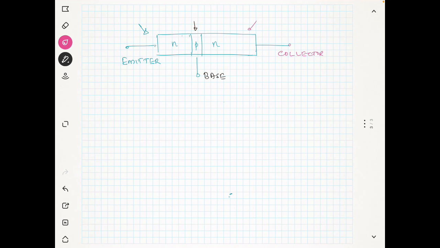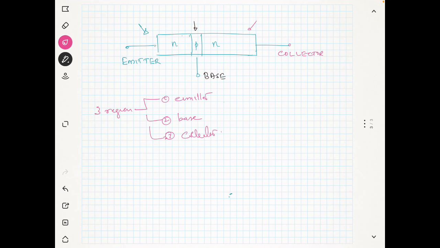So we have three regions: one is the emitter, another one is the base, and another one is the collector. So you can see here we have three different regions.